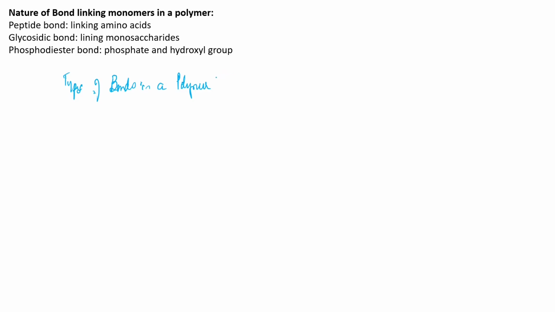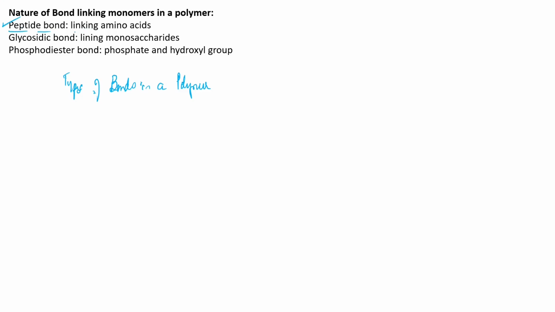We are not going to discuss the properties of these bonds in more detail, but we will name some important bonds that are mainly found in biomolecules, especially macromolecules. Here the first type of bond is called the peptide bond.